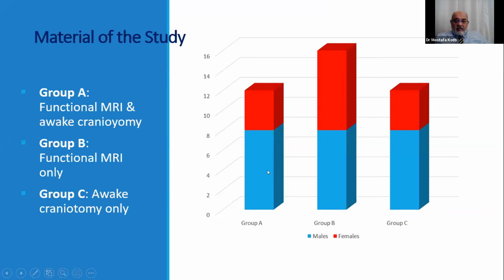As you can see, in the 2 groups of awake craniotomy, when we did awake craniotomy either with or without functional MRI, the percentage of ladies that were operated upon was less than the percentage of males. And this is because of the compliance of the patient. We were more comfortable operating on male patients in this situation. While when we did the surgery under general anesthesia, there was almost an equal number of patients in both groups.